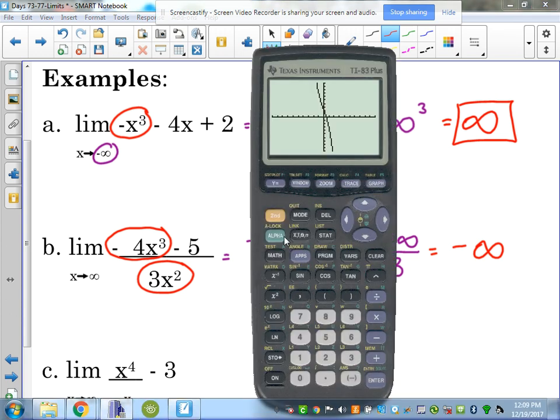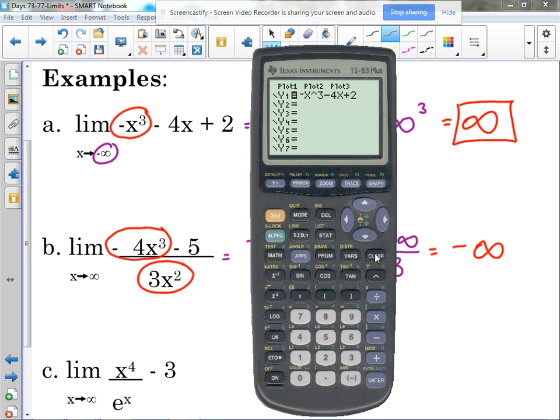So again, let's look at the graph, just to prove it to ourselves. Plug in the numerator, and that negative is supposed to be in front of the whole thing. 4x cubed minus 5, make sure you have it in parentheses, over parentheses 3x squared. Don't forget to put parentheses around the numerator and the denominator of a rational function. Okay, look at the graph.